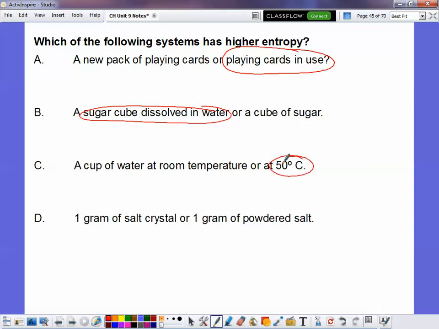And then 1 gram of salt crystal or a gram of powdered salt? Yes, sorry, I was thinking this was lower entropy for a moment. Yes, a gram of powdered salt, more surface area, higher entropy. All right? That's it for entropy. We're going to move on to equilibrium, which is what your homework is based on.